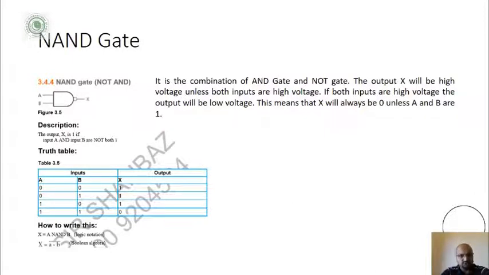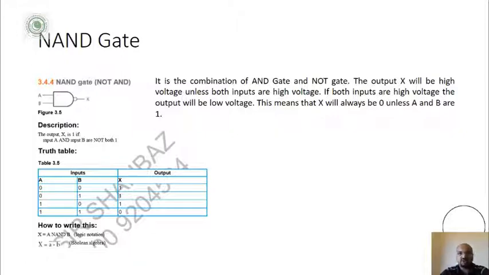So, this is a continuation of the previous lessons about logic gates. We had talked about the AND gate, OR gate, and NOT gate. Now the next topic is called a NAND gate. It is actually a combination of two gates, the AND gate and the NOT gate.